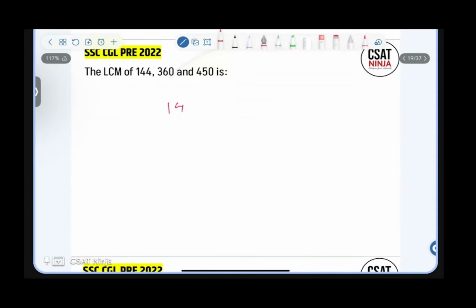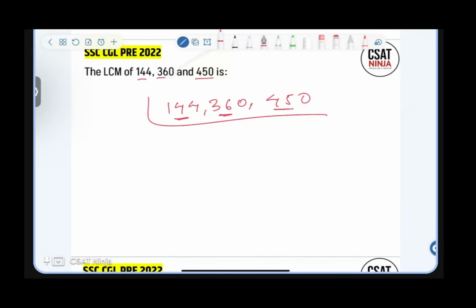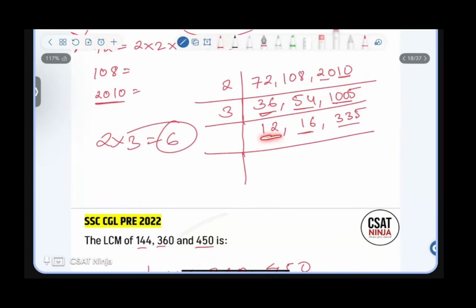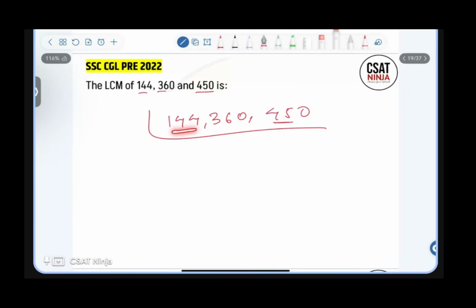LCM, if you have 144, 360, 450, you go until you get the simplest value, or until you get the lowest value, or until you get two co-prime numbers, or three co-prime numbers. You have three terms here, that means three co-prime numbers. What is co-prime? That means there is no common term that can divide all three of them, or no common term that can divide both of them. HCF was, there is no common term that can divide three of them, you stop there. LCM is, you stop when there is no common term between at least two of them, okay? There is no common term between these two, which means you can stop there.